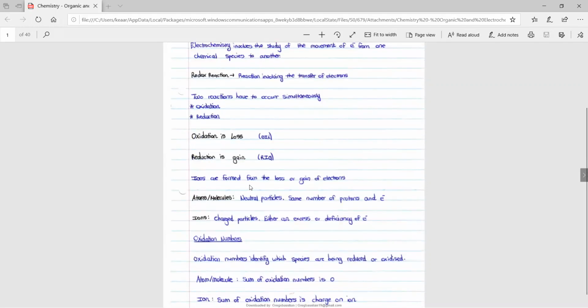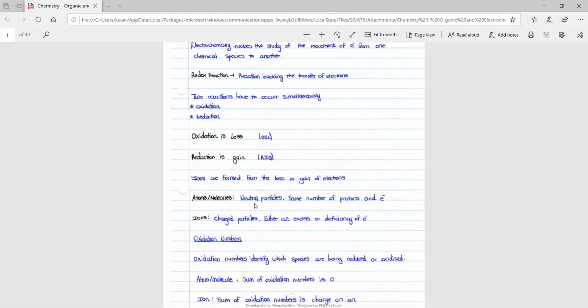Ions are formed from the loss or gain of electrons. Ions are charged particles, basically. So they are particles that have either gained or lost electrons, and therefore have either a positive or negative charge. Atoms or molecules are neutral particles, with the same number of protons and electrons, whereas ions are charged particles. So they either have an excess or deficiency of electrons.